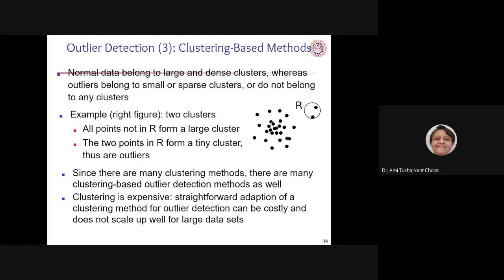So in this particular figure, we can see all the points not in R form a large cluster and the 2 points in R are in a tiny cluster, and thus are the outliers. Fine. Since there are many clustering methods, there are many clustering-based outlier detection methods as well. Clustering is expensive. Straightforward adoption of a clustering method for outlier detection can be costly and does not scale up well for large data sets.